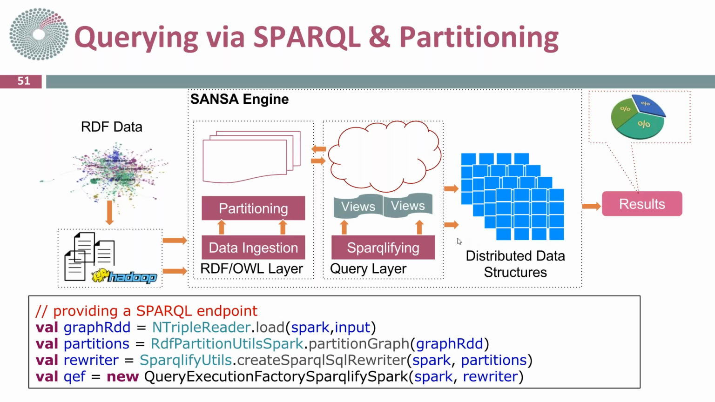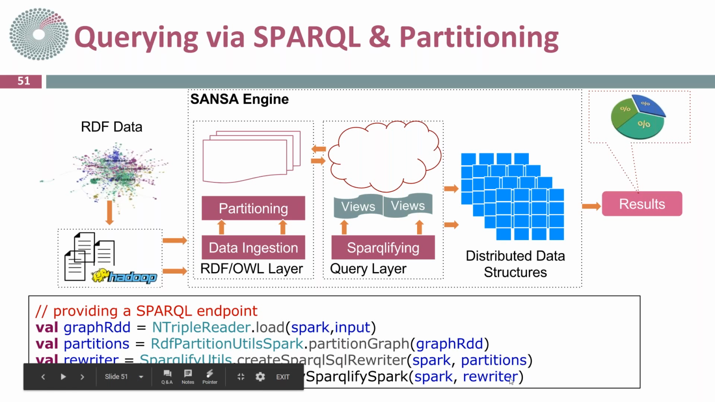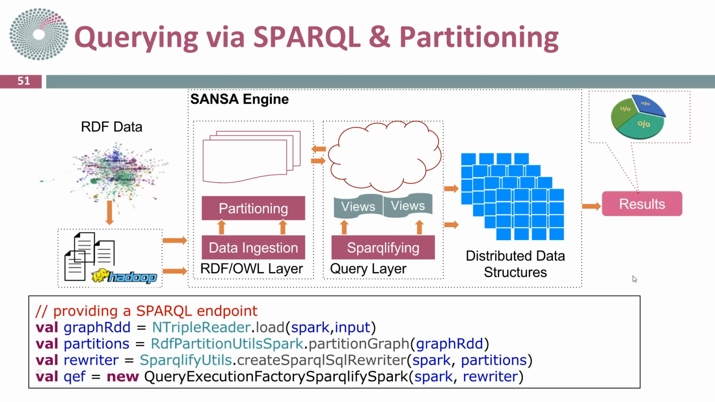And one approach to do this is so-called SPARQL to SQL rewriting. There we can draw, in this case, on the Apache Spark SQL engine, which implements the core functionality, and we can rewrite our SPARQL queries for knowledge graphs to SQL queries within the query layer. So for instance, with the 4 lines of code shown here, we provide a complete SPARQL-compliant endpoint in SANSA. And afterwards, you can also take the results and perform further operations in the framework.